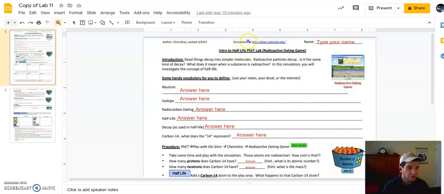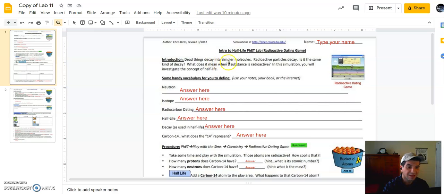Alright, so these simulations can be found at phet.colorado.edu. If you have an iPad, this will not work. My suggestion is you watch the video. I'll go step by step for page 1 today. We'll be doing step by step for page 2 tomorrow.